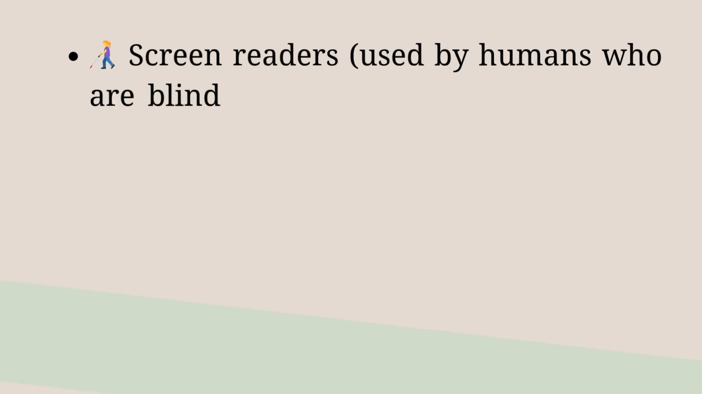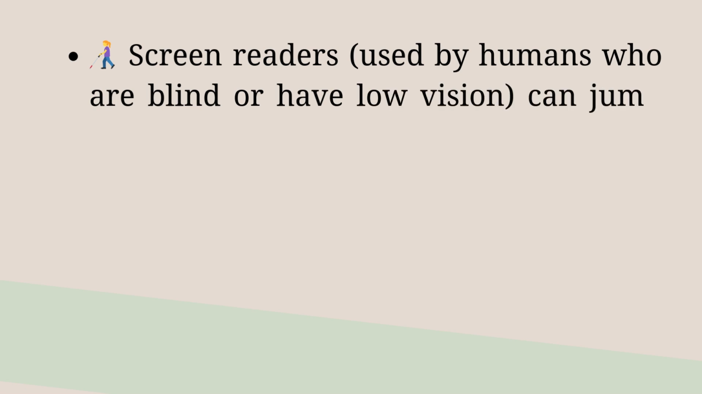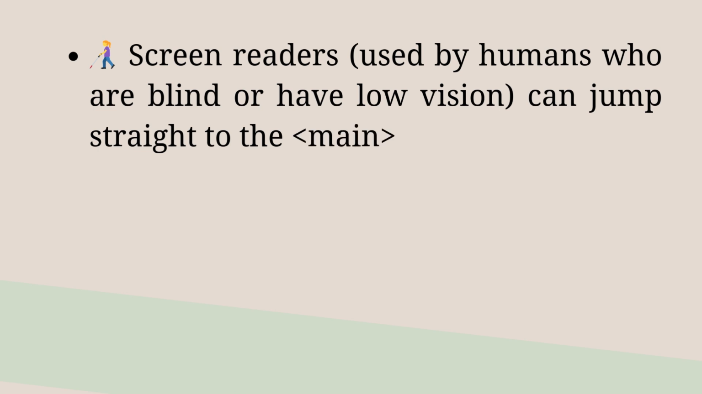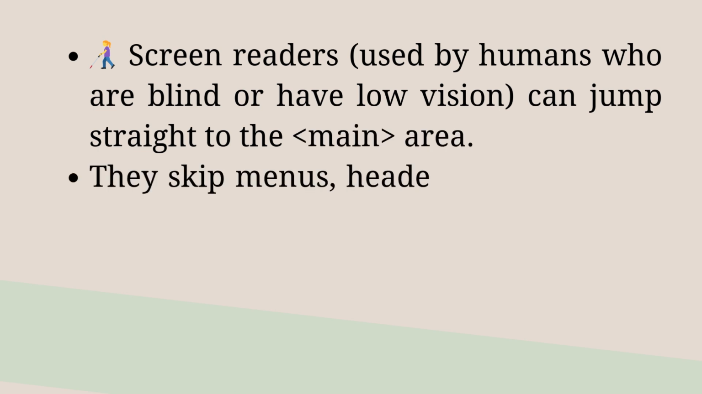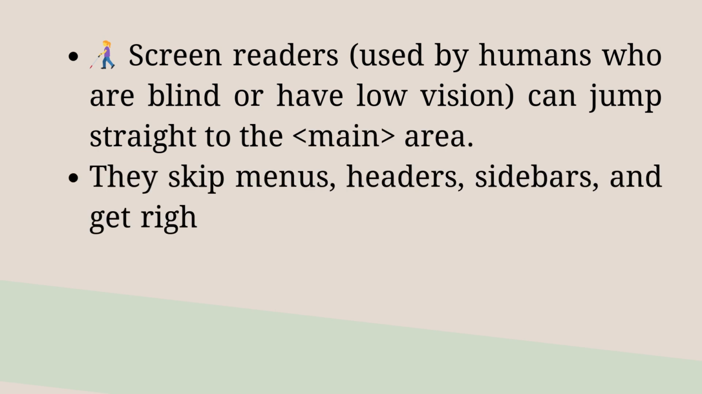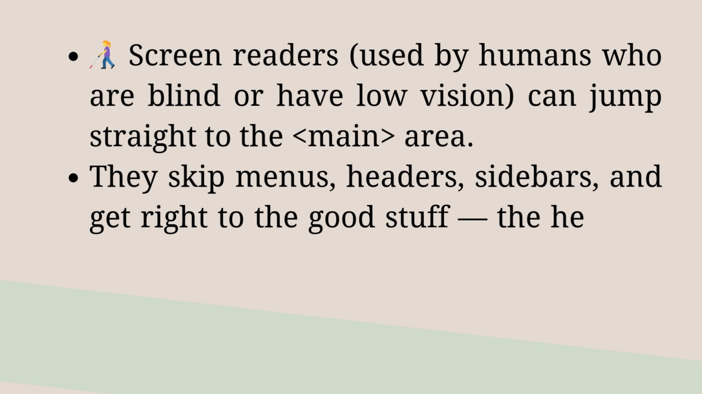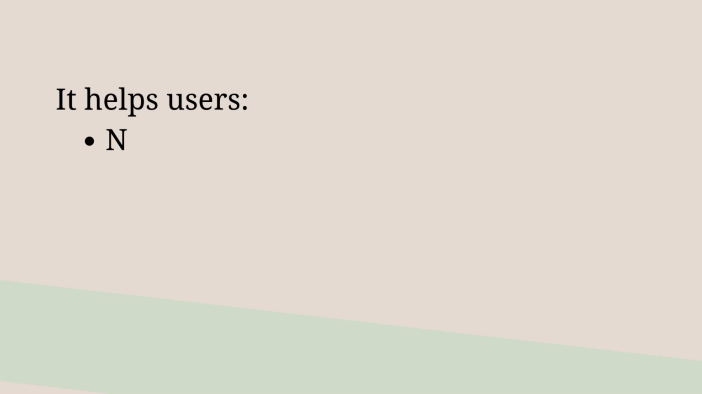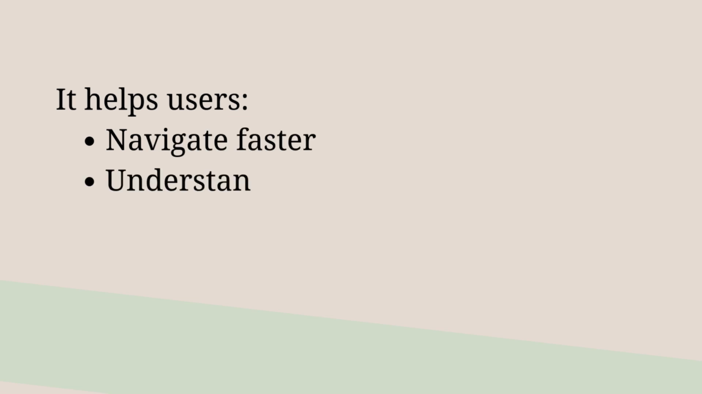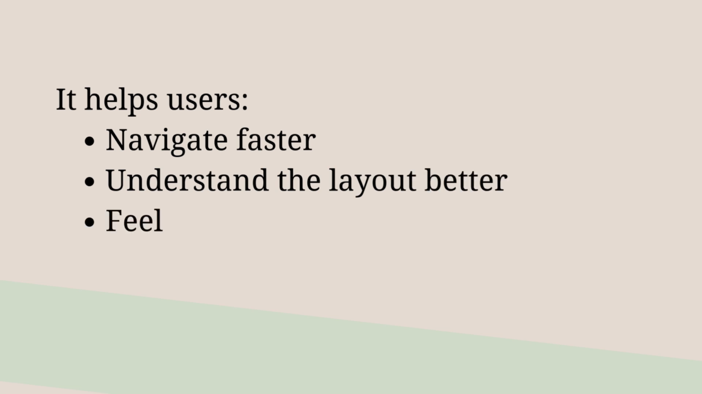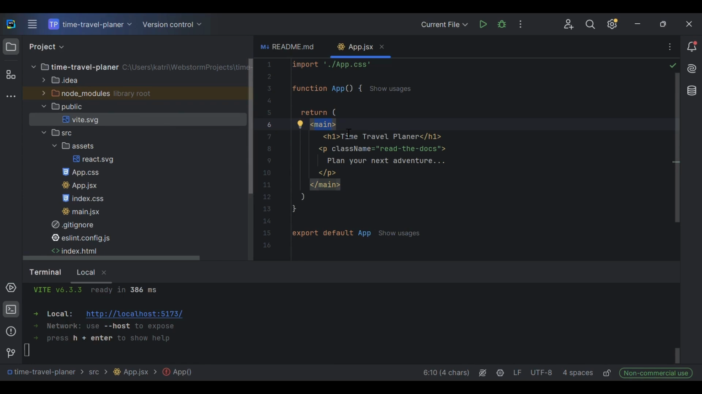And now here is why it is the big part, and it has its reason why it should be so. Screen readers are used by humans who are blind or have low vision, or just, for example, people who are away from the computer. They can jump straight to the main area, and they skip menus, headers, sidebars, and get right to the good stuff, the heart of the app. And that's awesome for accessibility because it helps users navigate faster, understand the layout better, and feel more included, of course. So while div is generic, main is semantic HTML, it has meaning, and screen readers love it.